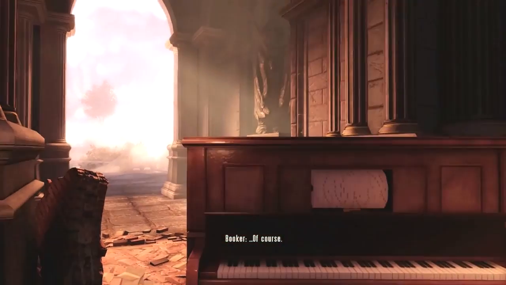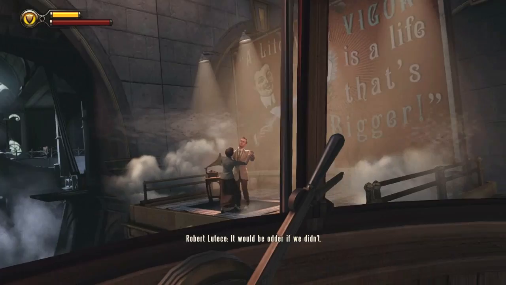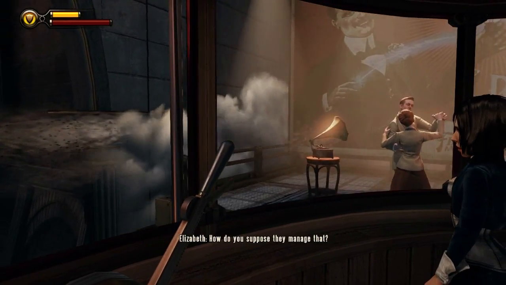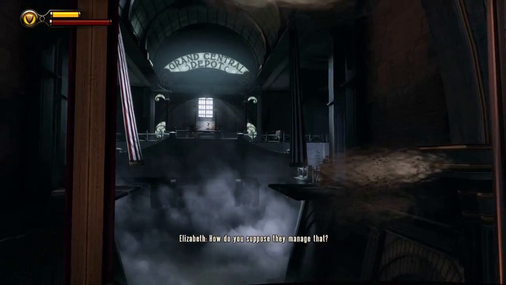Rosalind asks Booker why he doesn't help row. Robert replies he doesn't row. Rosalind misunderstands him and thinks it means Booker can't or refuses. After Robert repeats it, she realises that he means that he doesn't row in this series of events.